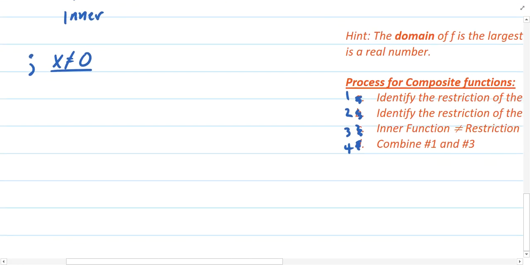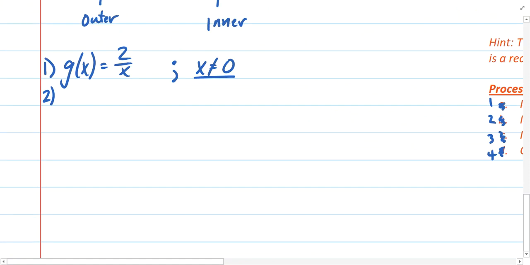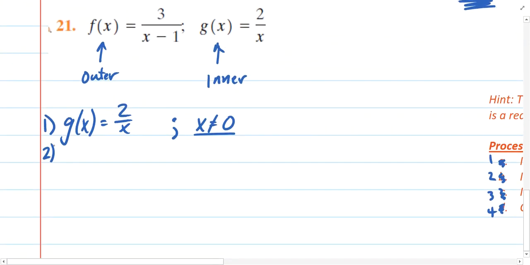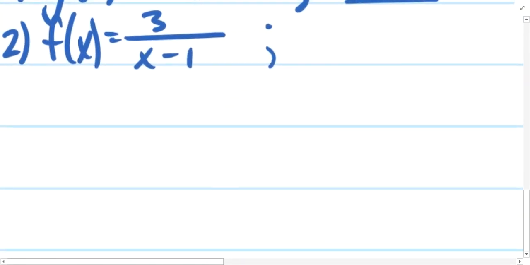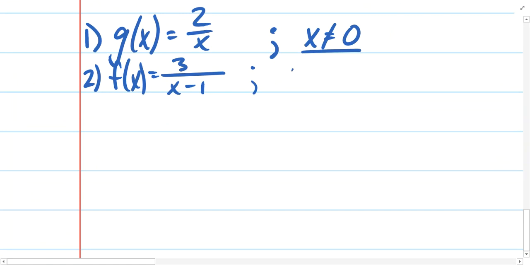For part 2, we identify the restriction of the outer function. Now the outer function happens to be 3 divided by x minus 1. And this restriction, I think, can be found pretty easily too. We don't want the denominator to equal 0, so we don't want x minus 1 to equal 0. So therefore, x is not allowed to equal the number 1.